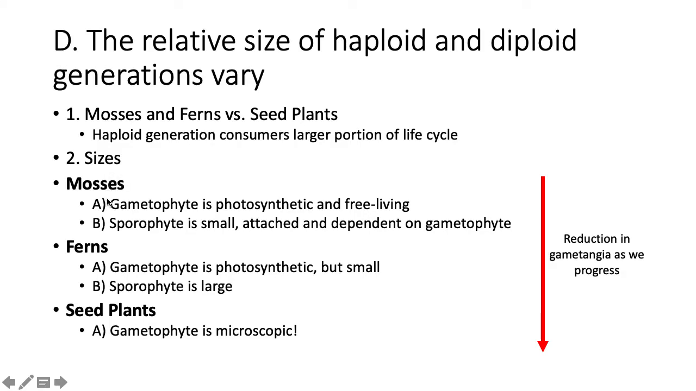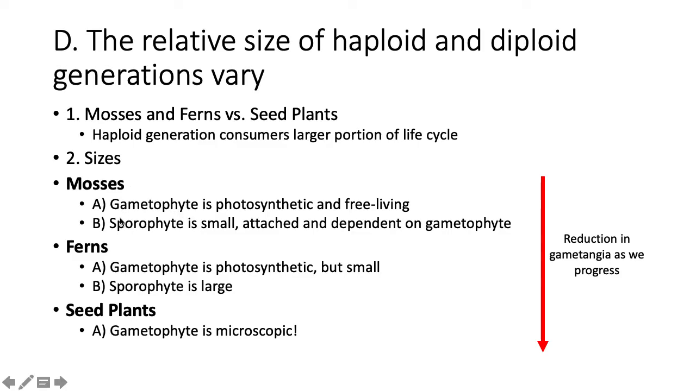When we look at sizes of the gametophyte versus the sporophyte in the mosses, the gametophyte is the biggest and the sporophyte is small. And not only that, it's attached and dependent on the gametophyte for survival. But in the ferns, you see a flip where the gametophyte is photosynthetic, but it's small, and the sporophyte is large. And then tomorrow when we get to seed plants, you're going to see that the gametophyte is microscopic.